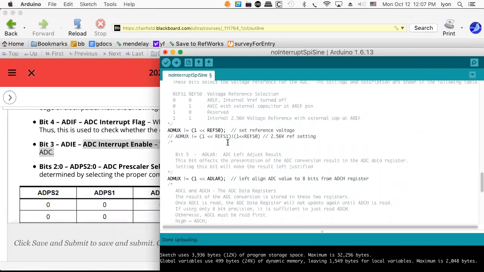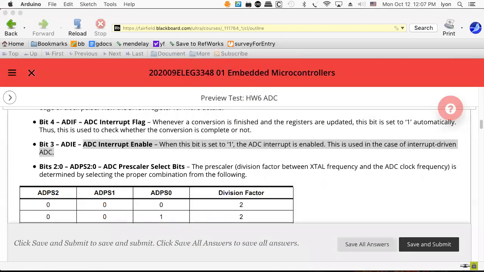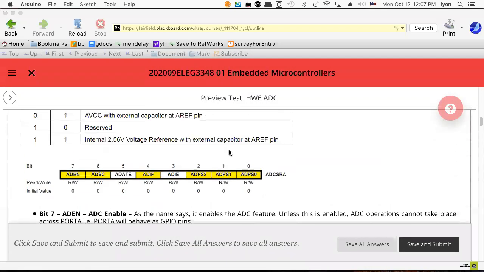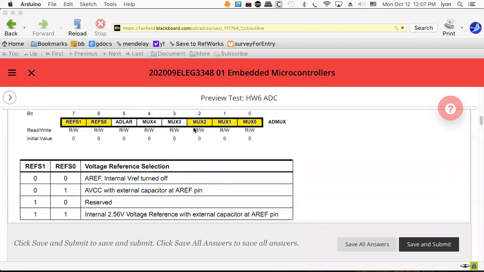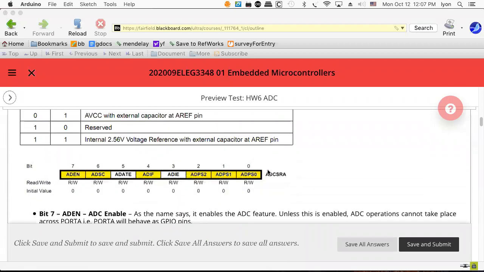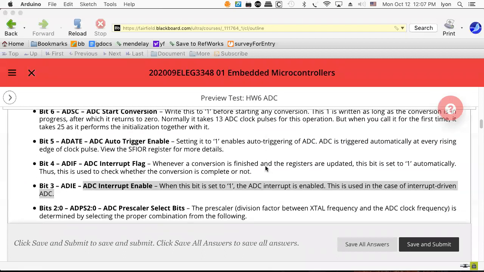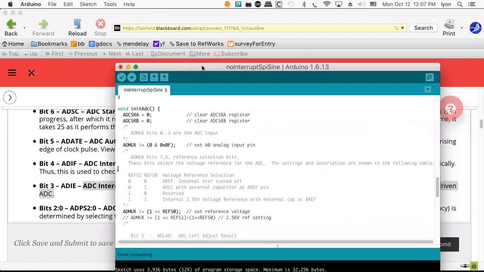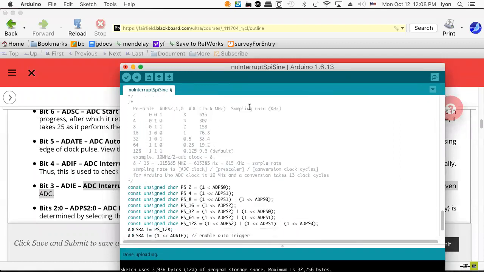Let's see now. What else do we need to know? So we've got the reference. We've got the ADMUX analog inputs. Let's take a look at that. So this is the control register. Did we do the ADMUX? Yeah, we did that already. There's the ADMUX analog inputs. And let's see, I think that covers just about everything. Let's take a look at this code and make sure we've got it all.